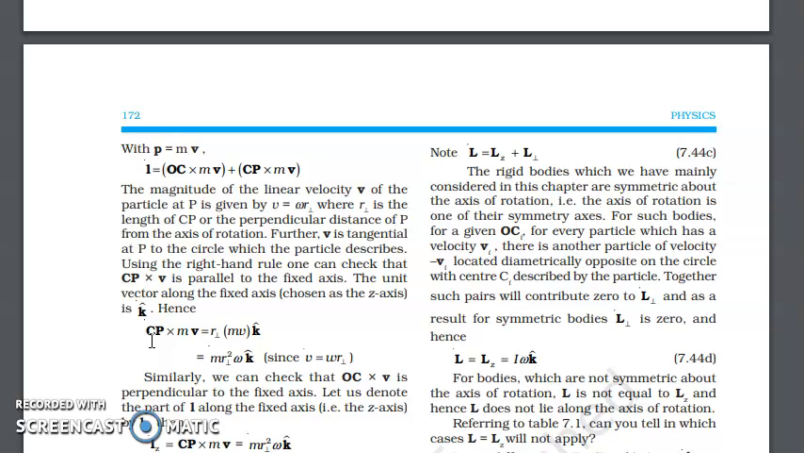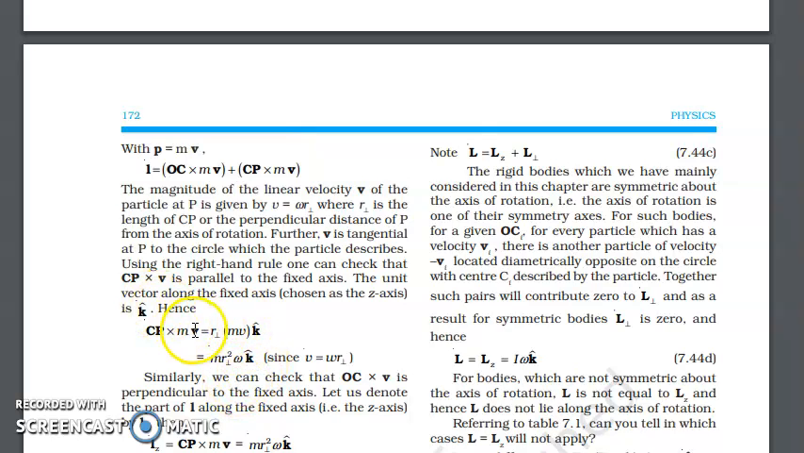So r perpendicular into mv, it is a cross product, and both are perpendicular, so the value of sin theta will be 1, sin 90 equal to 1, and k cap. So v is equal to omega r perpendicular. How can you write it here? m r perpendicular squared omega k cap.